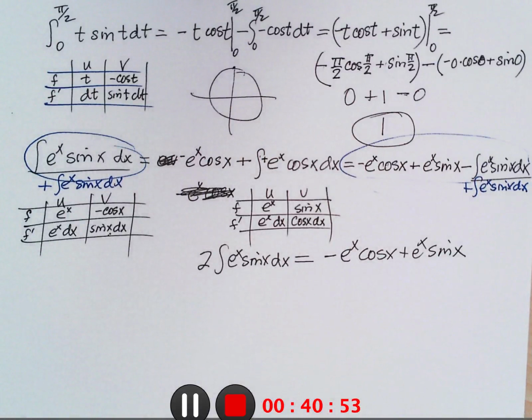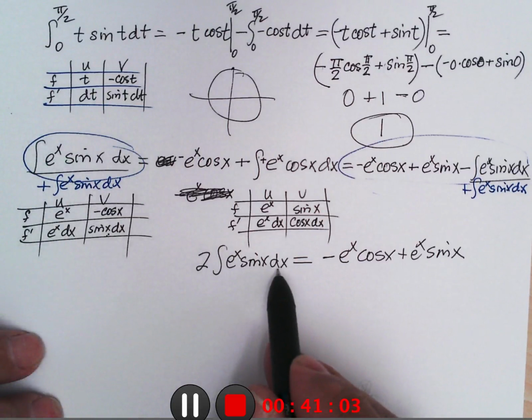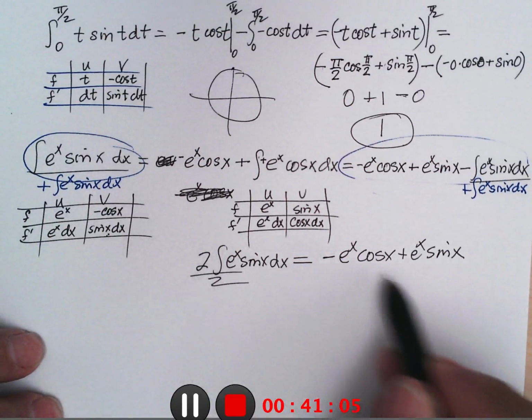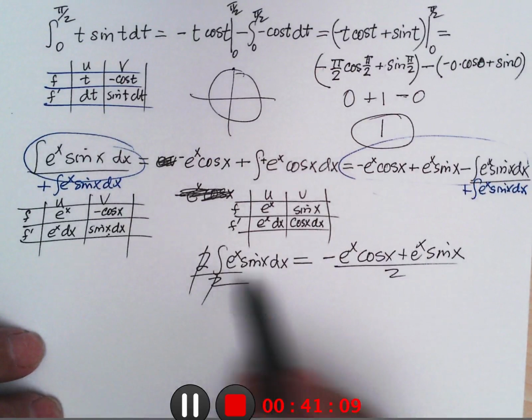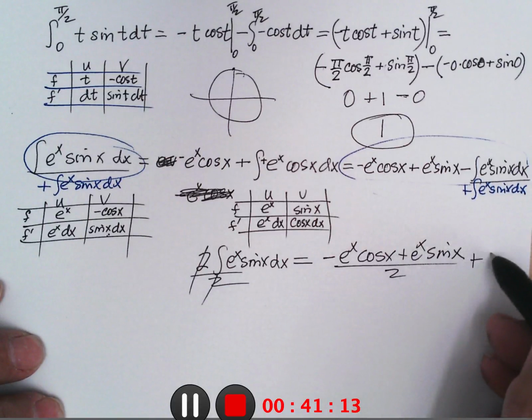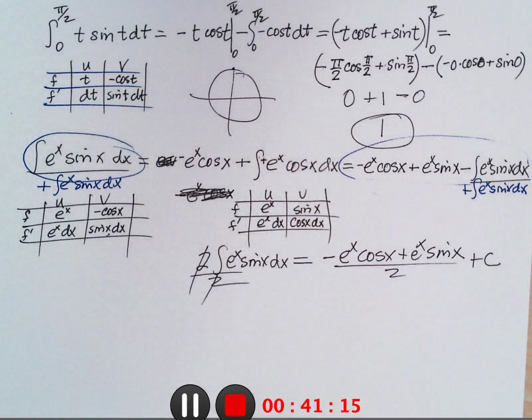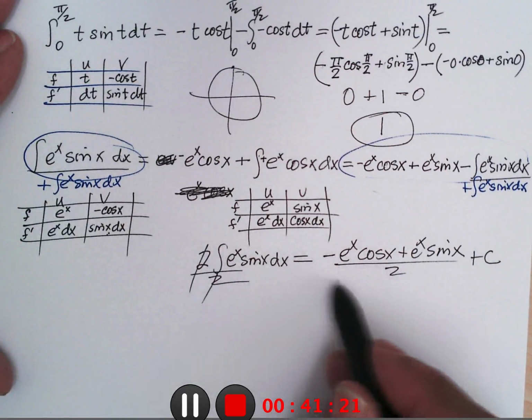Now, since there's 2 of these, and I only want to know what one of them is, I can divide this side by 2, and I can divide this side by 2, and I've found the antiderivative of that. Oh, except we probably should put plus c.